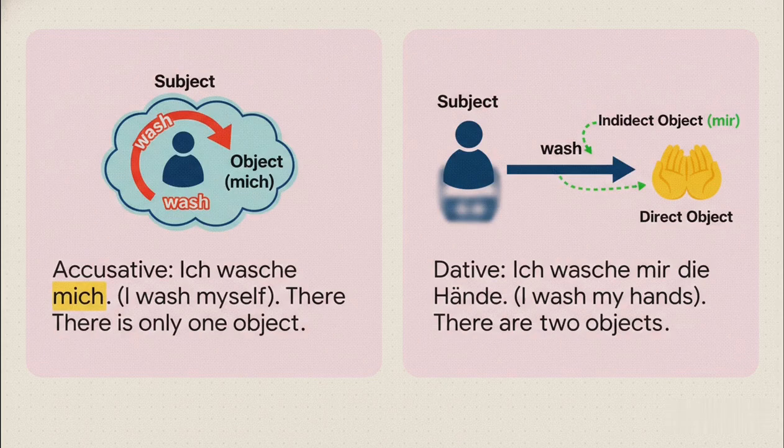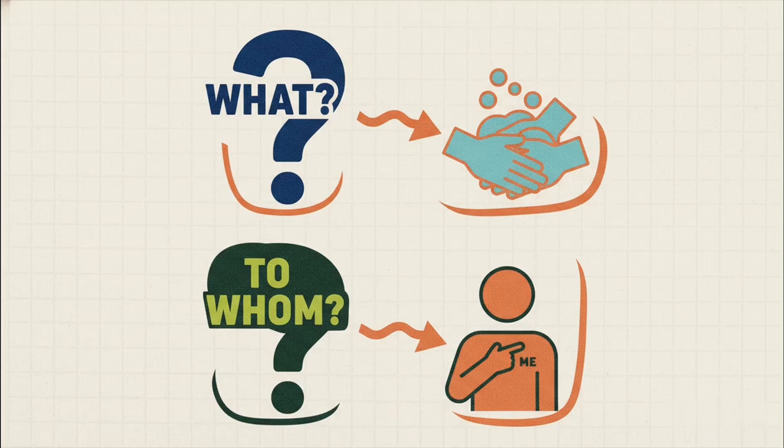Now we have two objects in play. You have die Hände, that's the thing directly being washed. And then you have me, the person to whom the hands belong. As soon as that second object shows up, the reflexive pronoun switches to the dative case. It becomes mir. And here's a super easy way to remember this logic.